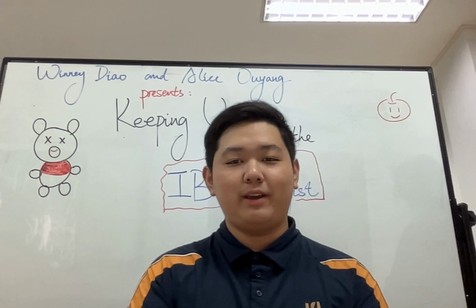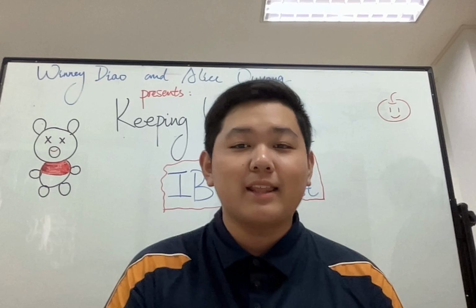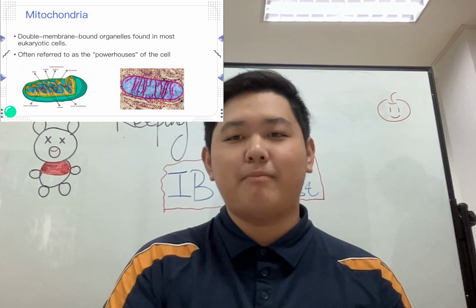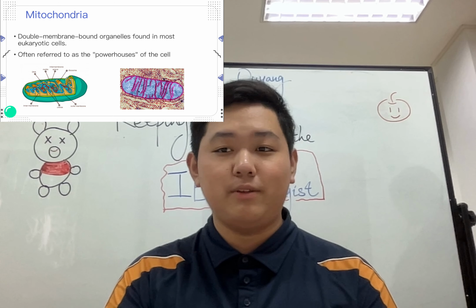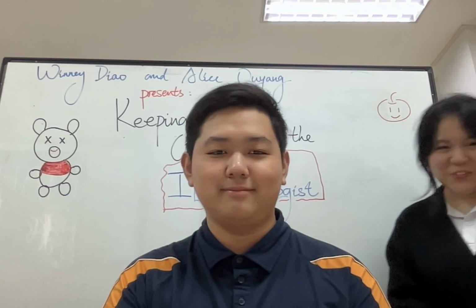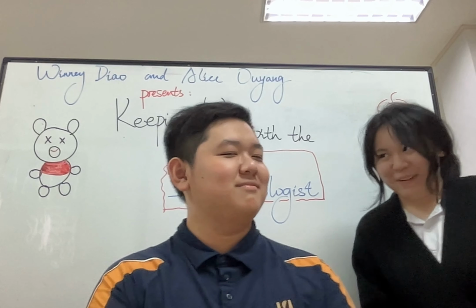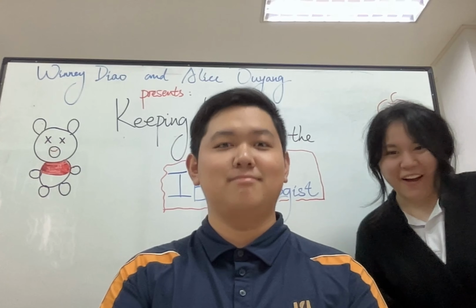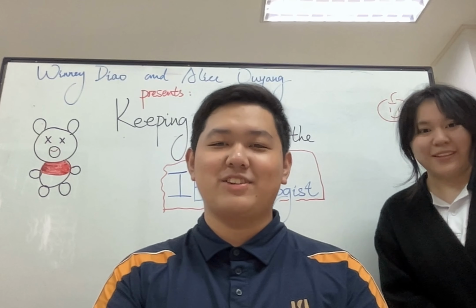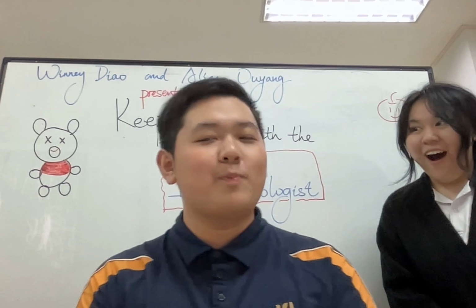So now we're moving on to the mitochondria. The mitochondria are double membrane bound organelles found in most eukaryotic cells. Oh, Winnie. What? I heard that the mitochondria are called the powerhouse of the cell. Why is that? Actually, you are right.